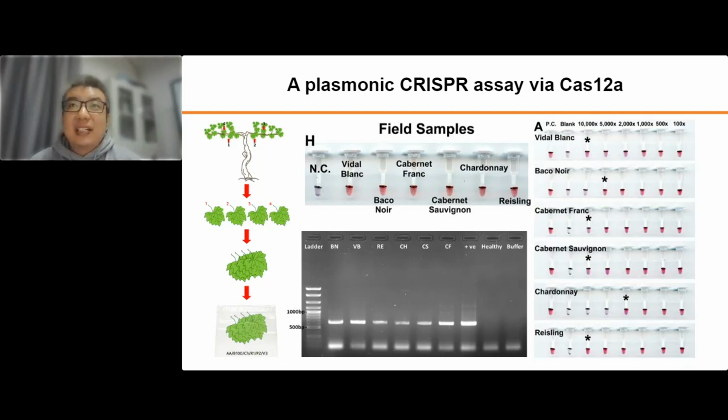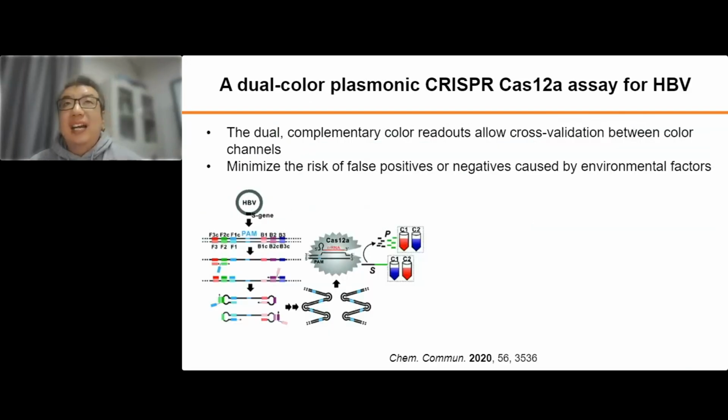So in that case, we further developed a dual-color plasmonic CRISPR Cas12a system. In that case, we developed two color readouts, and those two color readouts have different mechanisms, so they are orthogonal color readouts. And then we integrated them with CRISPR technology. In this case, we developed this assay for a human viral infection, the hepatitis B viral infection.